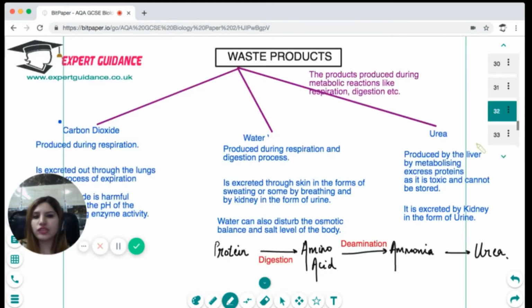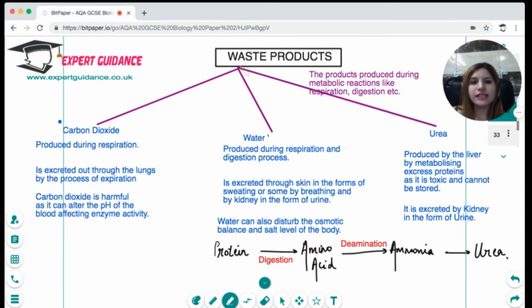and what changes take place in the body in response to temperature. Okay, now let us see what are the different waste products produced in the body. Waste products are the products which are produced by metabolic reactions like respiration and digestion. The first waste product is carbon dioxide, produced during respiration.